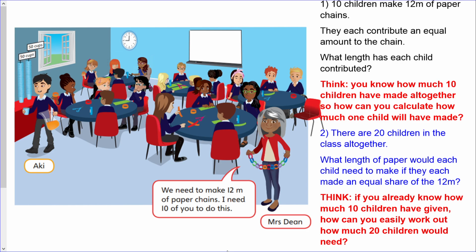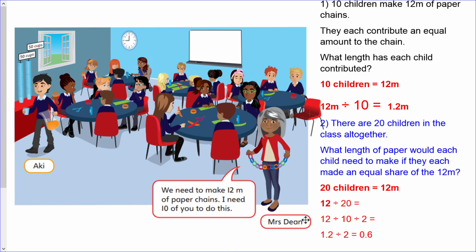Okay, so you should have had a go at both of those questions. So let's have a look at how we would have worked out the answer. For number one, it tells us that 10 children made 12 meters of paper chain. So 10 children made 12 meters, and it's asking us what length would each child have made, or in other words, what length would one child have made if they all contributed the same amount. Now that is very similar to sharing, isn't it?